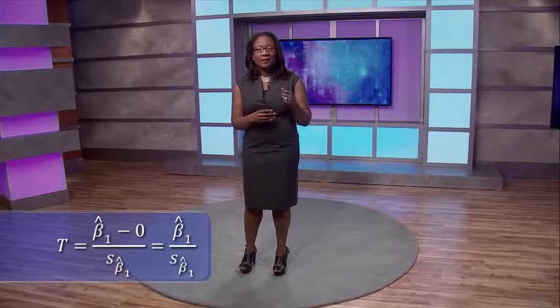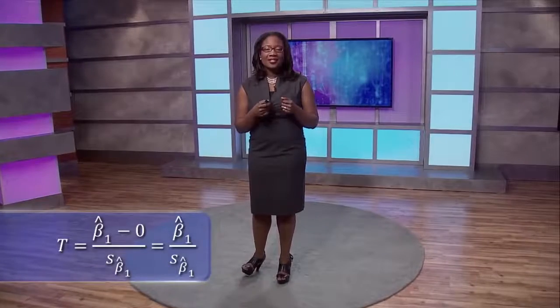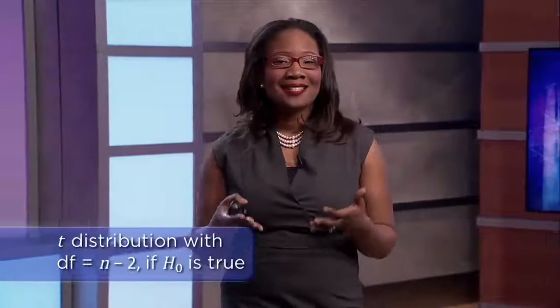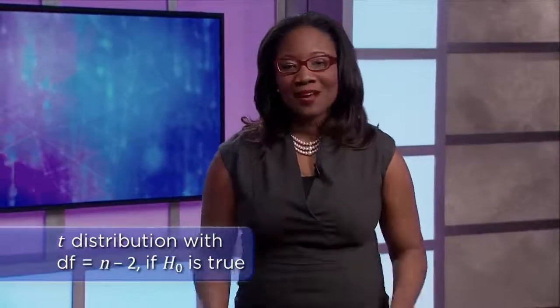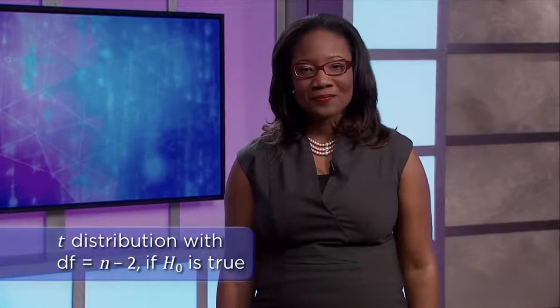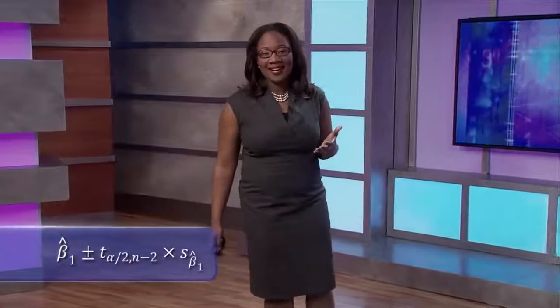So our test statistic follows a t-distribution: beta 1 hat minus 0, so that's the mean assumed under the null, divided by its standard deviation. Now, this test statistic has a t-distribution with n minus 2 degrees of freedom if the null hypothesis is true. Now, we can also calculate our confidence intervals. So that's our beta 1 hat plus or minus our t critical value. So this is t at alpha over 2 and n minus 2 degrees of freedom times the standard deviation of beta 1 hat.